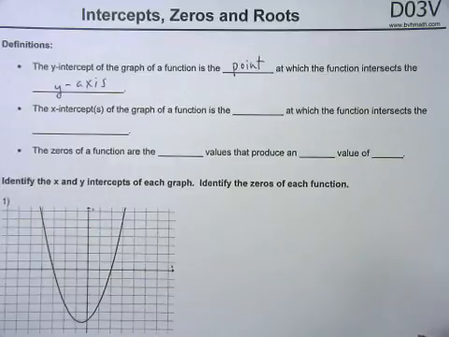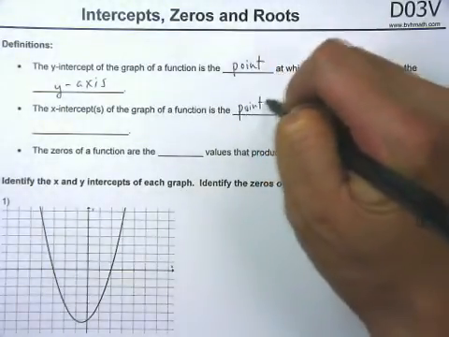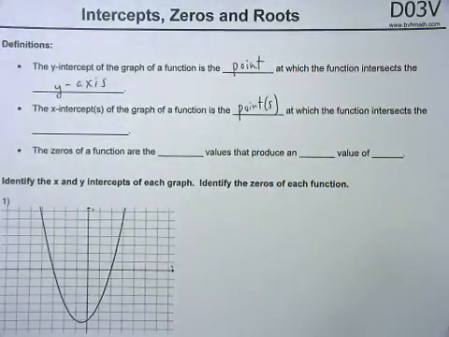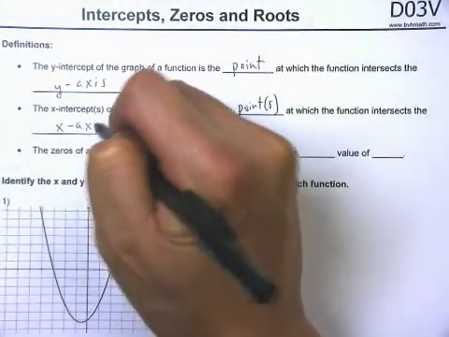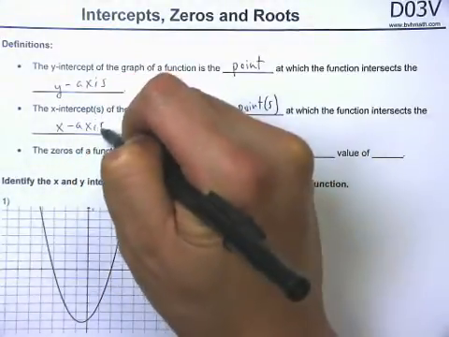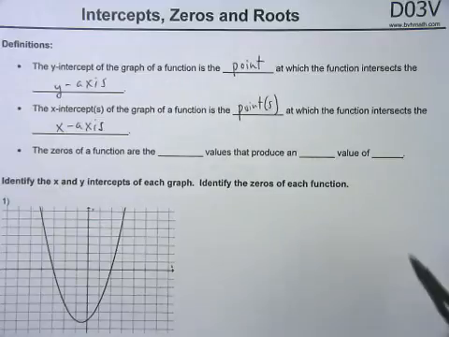So then what's an x-intercept? X-intercepts are the places on a graph, or I should say the point or points, at which the function intersects the x-axis. And like I said, you probably are familiar with those two. Y-intercept is where the function intersects the y-axis. X-intercepts are where the function intersects the x-axis. Those aren't too hard.